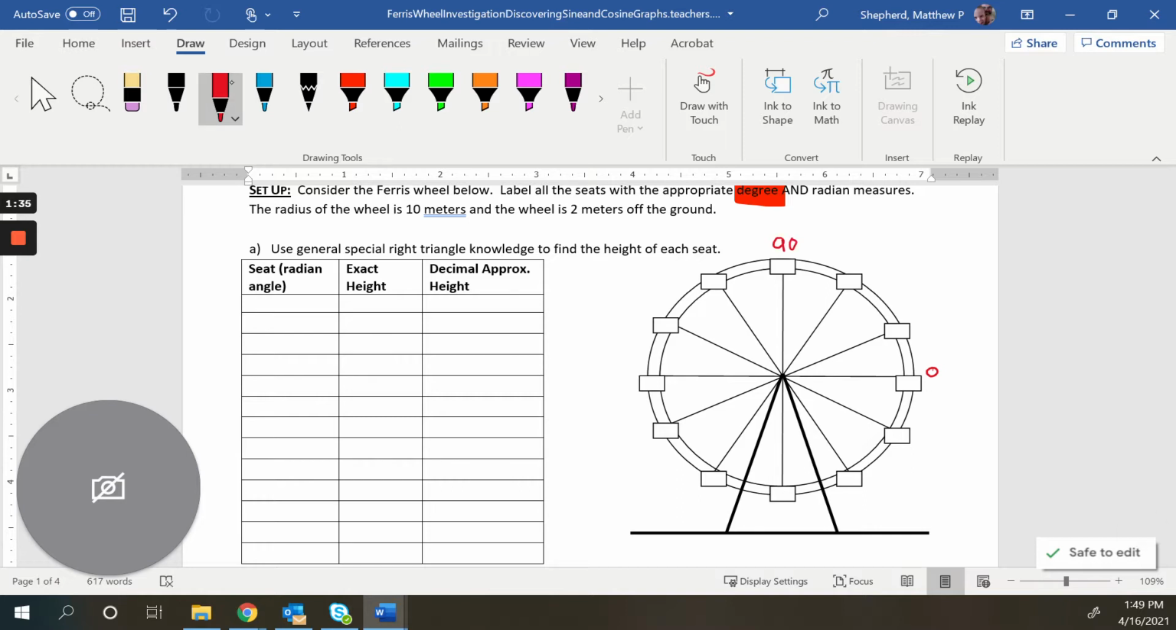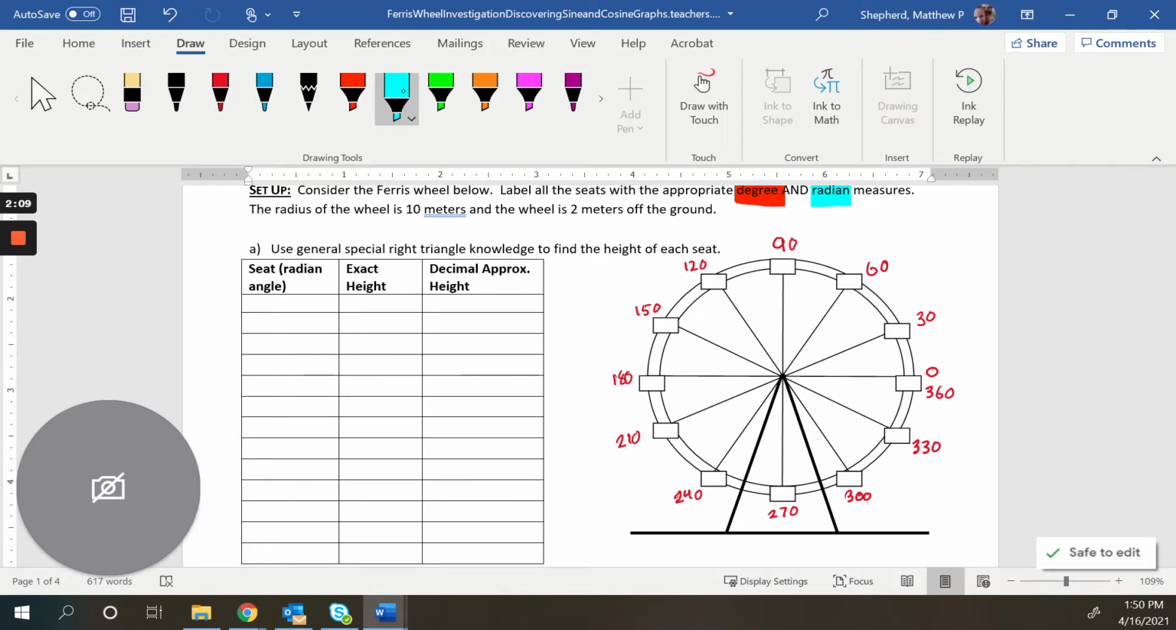So notice it's chopped that 90 degrees into 3 sections. So 1/3 of a 90 is 30, 60. So we're going 30, 60, 90, 120, 150, 180, 210, 240, 270, 300, 330, and I know I did it right because I just ended my circle on a 360.